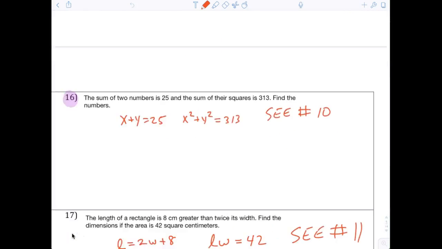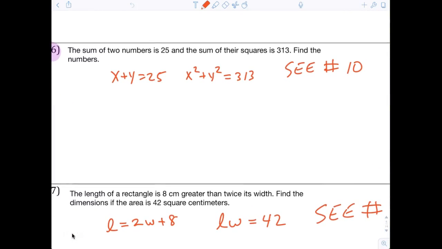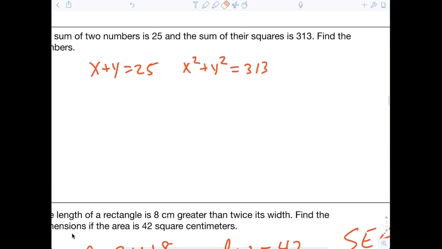Now, I thought I set it up for you yesterday, and then it said see number 10. So if you would have looked at number 10, you would have known that you would have come over here and just solve this for y. So y equals 25 minus x. That's what you should have done. Then from there, you plug that in for y. So you should have x squared plus (25 minus x) squared equals 313.